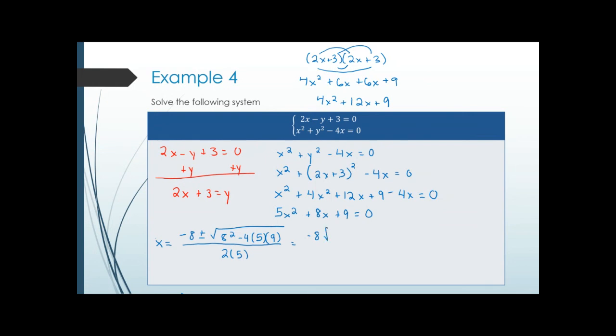So negative 8, whoops, I forgot my plus or minus. Come on, it doesn't want to erase. I don't know why my thing doesn't want to erase. Nope, that doesn't want to erase either. Okay, I'm going to attempt to turn that into a plus or minus because it doesn't want to erase.